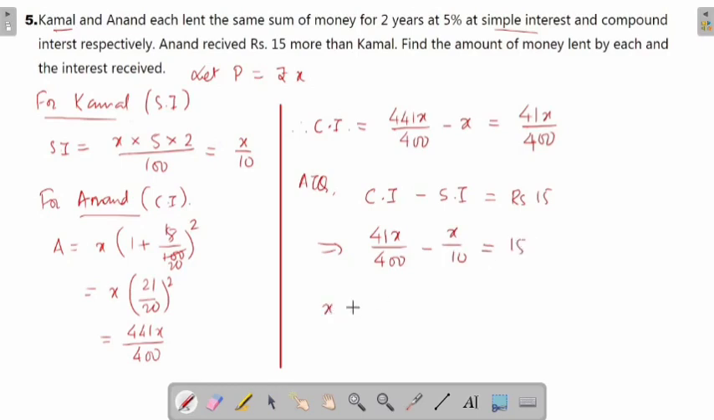So solve and find the value of x. That x will give you the amount of money lent by each. First find x, you will get your principal, and they are asking you to find the interest received. The interest earned by Kamal will be x by 10, put the value of x and you will get it. The interest earned by Anand will be 41x by 400, put the value of x, and however much you get is the compound interest earned by Anand.